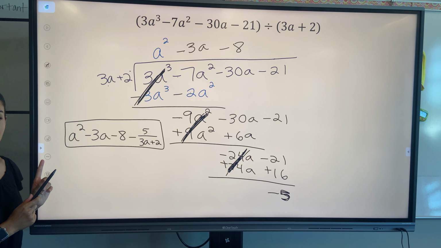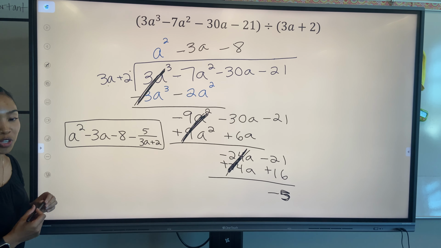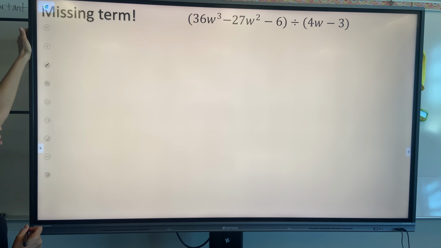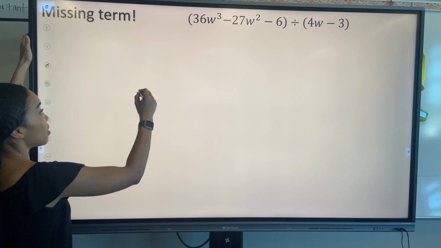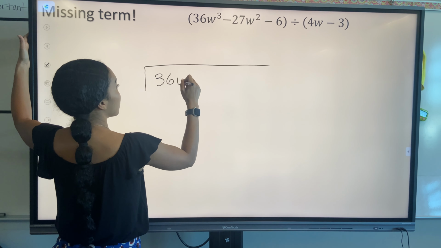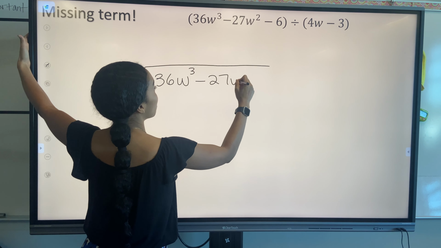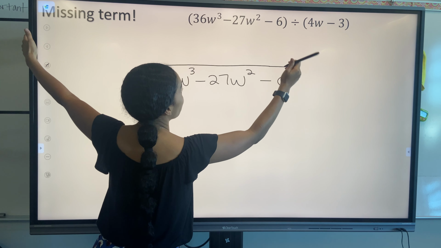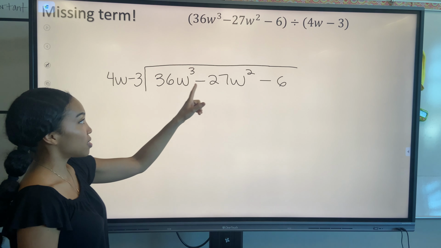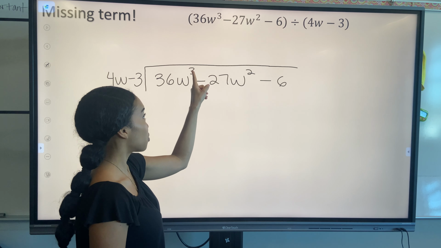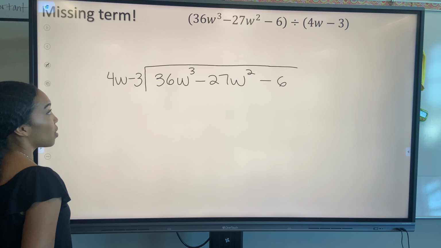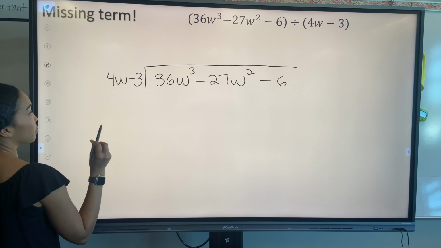Any questions on this? Okay, flip it over. We're going to do some where you're missing a term. This is the last one. So guys, go ahead and set this one up. You're dividing 36w cubed minus 27w squared minus 6, and you're dividing it by 4w minus 3. Notice you're missing the w term. It goes from 3 to, it's missing the linear term, and then it has the constant. Okay? The process is the same though.